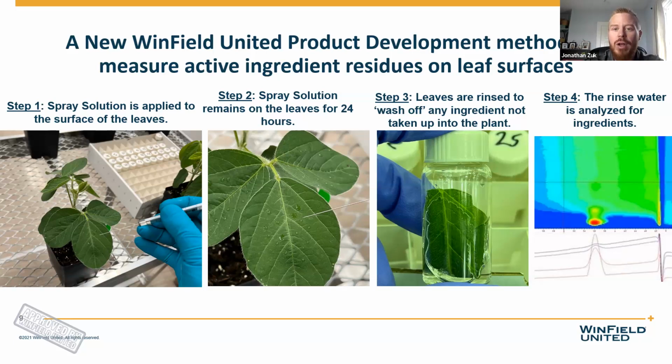After 24 hours, those leaves are collected and put into a vial and shaken in that vial to rinse off any of the active ingredients that were not yet absorbed into the plant leaf. After that, that rinsate is brought into the chemistry lab where it's analyzed using HPLC. That rinse water is taken, and on step 4, you can see where the area under the curve can be calculated to get us a percentage of the active ingredient that was left on the leaf surface. So that's the process.